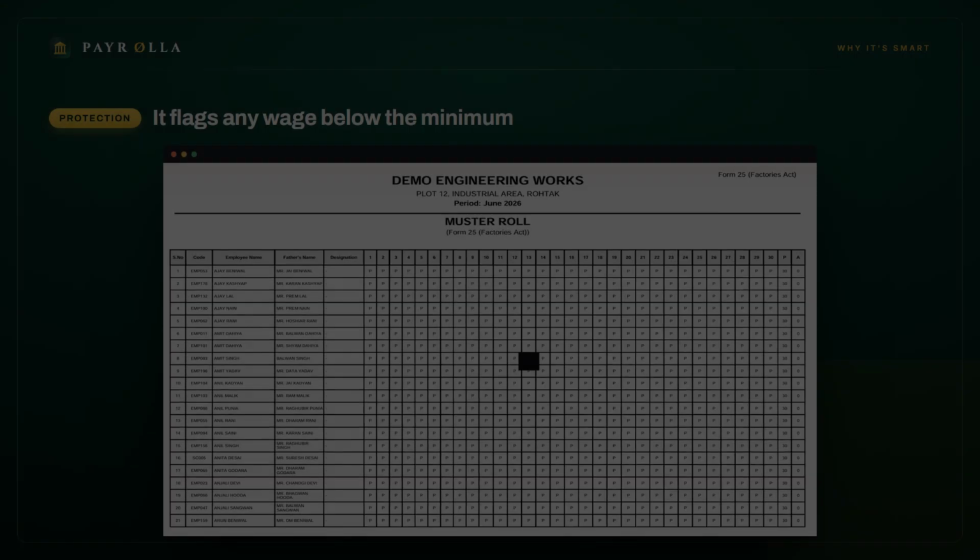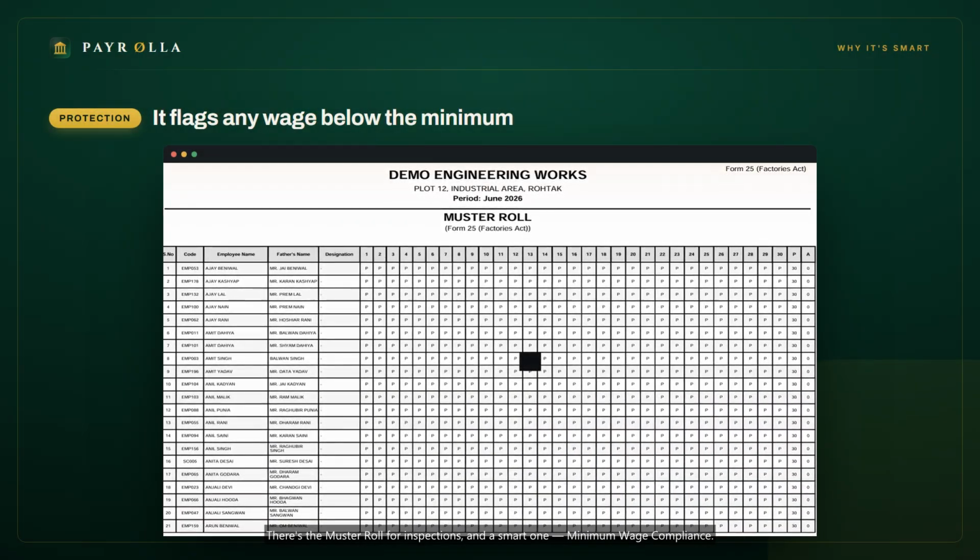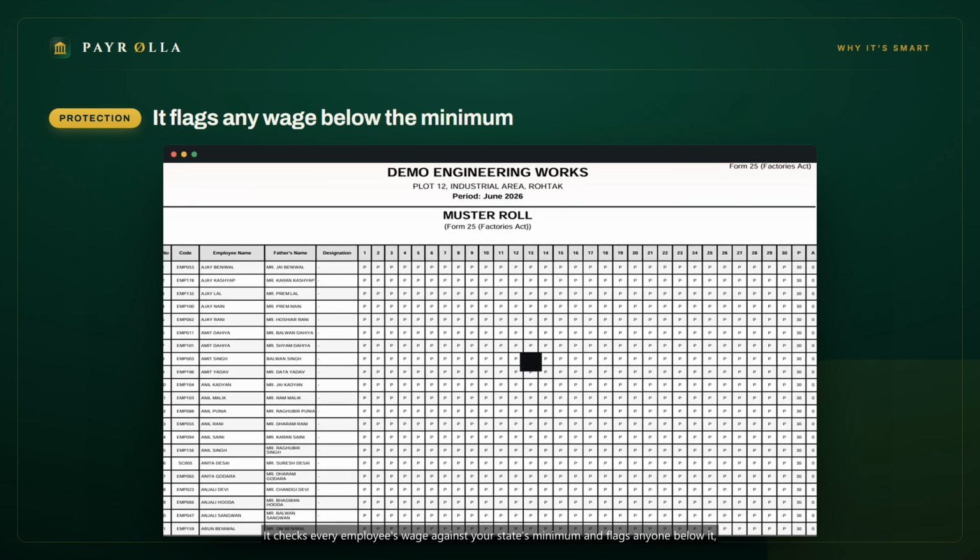portal. There's the muster roll for inspections, and a smart one: minimum wage compliance. It checks every employee's wage against your state's minimum and flags anyone below it, so you fix a problem before an inspector ever finds it.